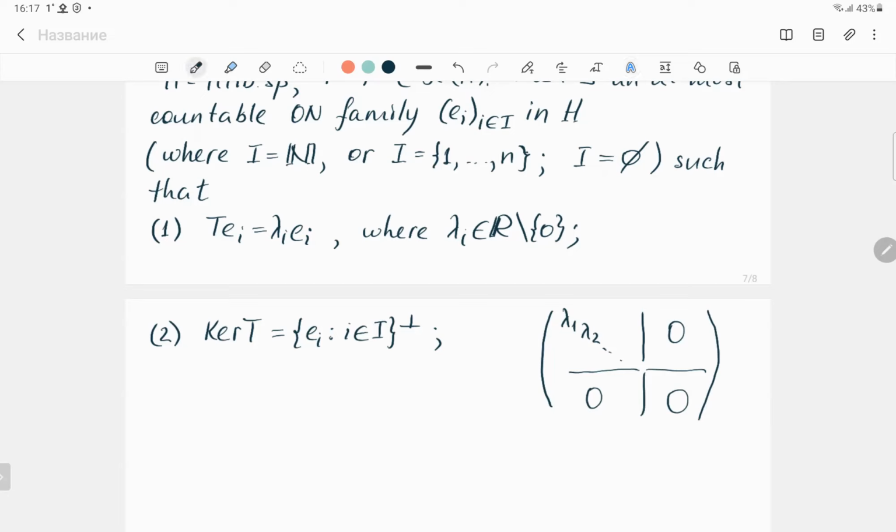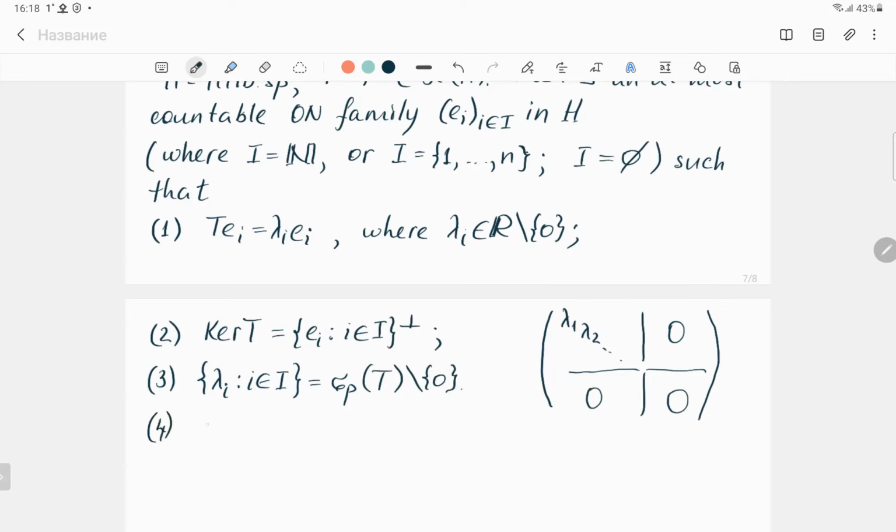But this is not the end of the story. Part 3. Now, some more information about this family. First of all, this family of numbers, lambda i, of eigenvalues, the set of all these lambda i's is nothing but the set of all non-zero eigenvalues of T. That is the point spectrum minus 0.